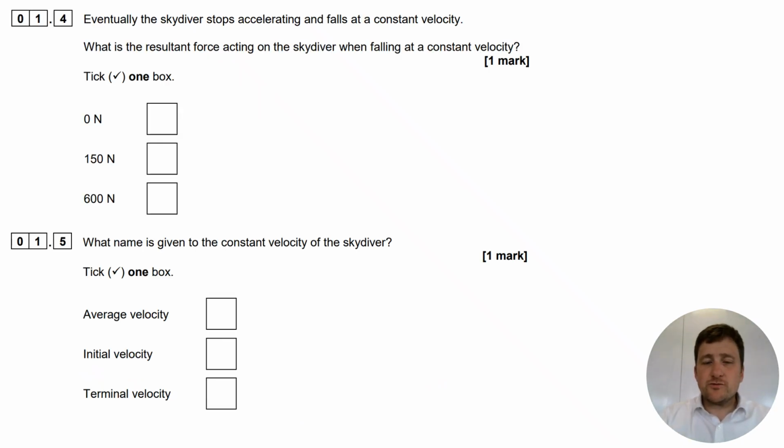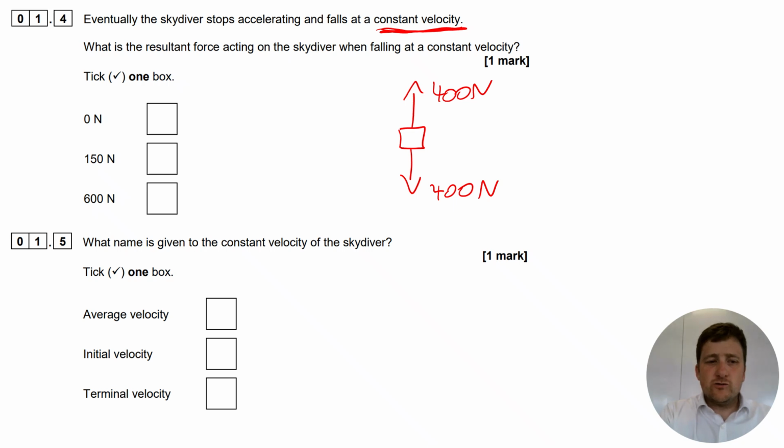Eventually, the skydiver stops accelerating and falls at constant velocity. Again, all these terms are really important to understand. What is the resultant force acting on the skydiver when falling at constant velocity? Well, if they're accelerating, as we saw in the previous question, there is a resultant force. For constant velocity, the force acting upwards is going to be exactly the same as the force acting downwards, so our resultant force is going to be 0 newtons.